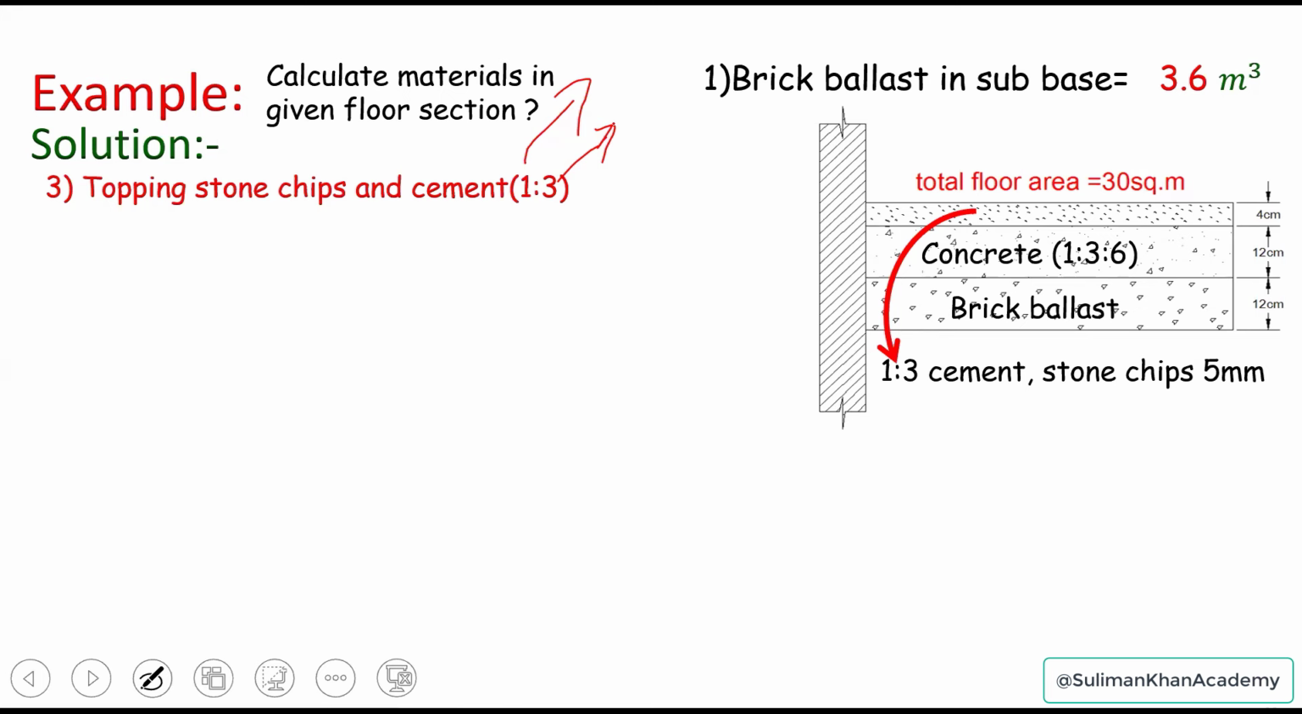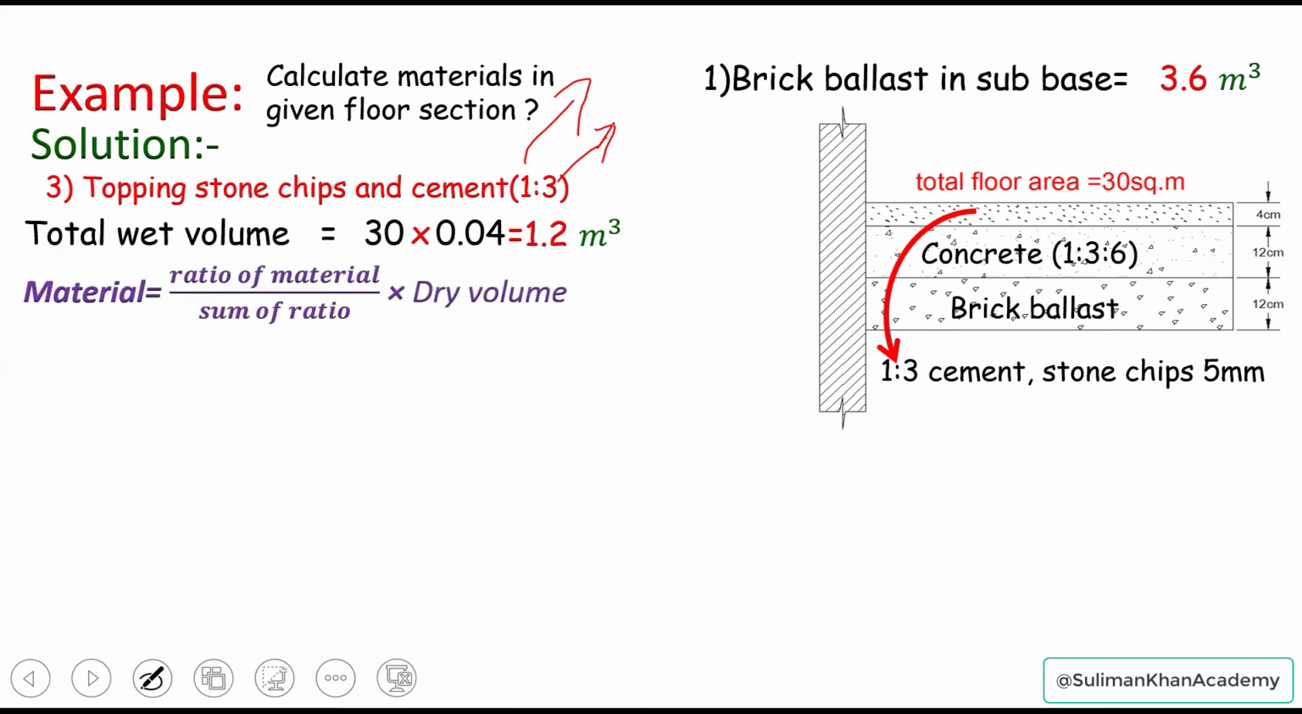Very simple, okay? Now the total area is given. So the total wet volume can be calculated the same way, as area times thickness. The area is known, 30, and the thickness is 4 centimeters, or 0.04 meters. Now the volume is 1.2 cubic meters, and we can calculate the materials. The same formula can be used: ratio of material divided by sum of ratio, times the dry volume.